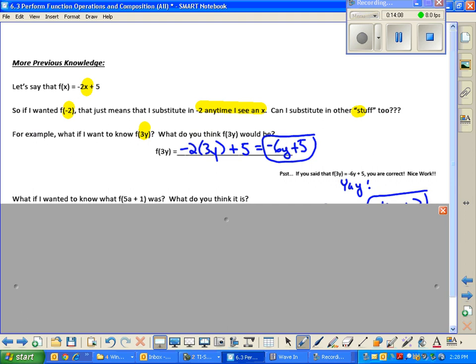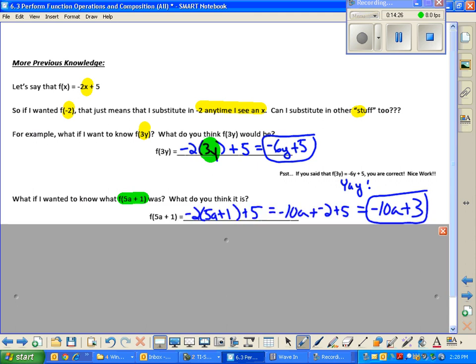So let's do something bigger. Like this time around, let's say I'm going to plug in 5a plus 1 instead. So instead of plugging in 3y, like you did up here, wherever you see x, you would plug in 5a plus 1. Ultimately, you would get -2 times the quantity of 5a plus 1, plus 5. And then you could simplify that by using your distributive property, and it would simplify to be -10a plus 3.